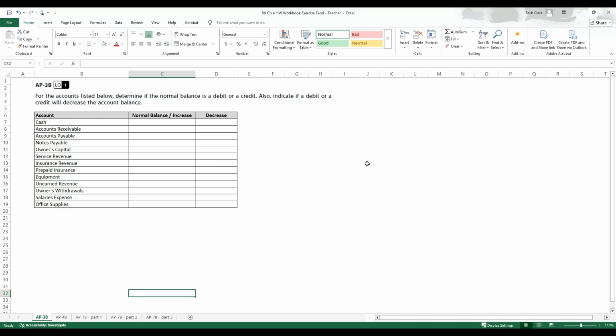Alternatively, the normal balance for revenues would be a credit. Typically, there's not an opening balance, and usually normal balance is associated with the opening or ending balance. For example, with accounts payable, it's a liability. Liabilities increase with a credit, and they also have a normal balance on the credit side.